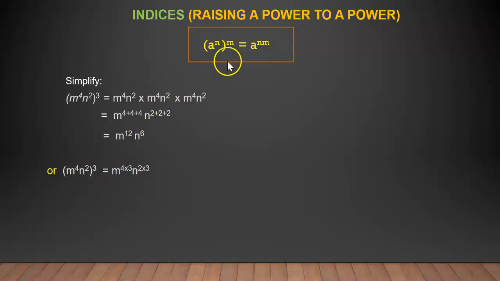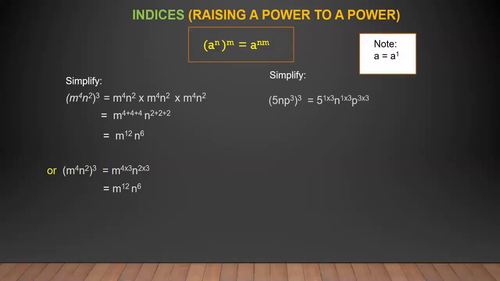Or applying the third rule, you multiply the power of each base by 3. So you have 4 here, m to the 4th times 3. And the power of n here is 2, so times 3 as well. Then you have m to the 12 and n to the 6.